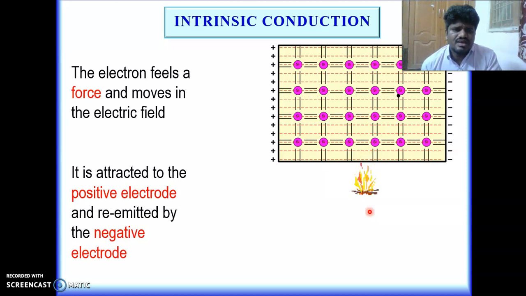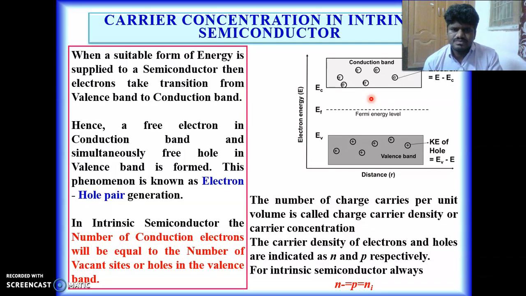Here you can see that whenever you apply a voltage to an intrinsic semiconductor, the electrons are no longer in random motion. They move in one direction only. This is called drift of the electron. Whenever you bias the semiconductor material, all these electrons get a drift velocity and move from the negative electrode to the positive electrode, giving the flow of current in the material. Now we have to find the carrier concentration in an intrinsic semiconductor.